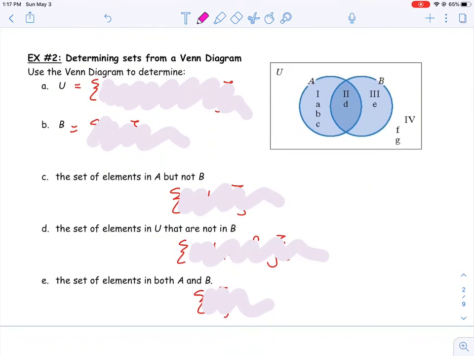All right, so now that we have 2 different subsets in our Venn diagram, can we still answer questions about it?